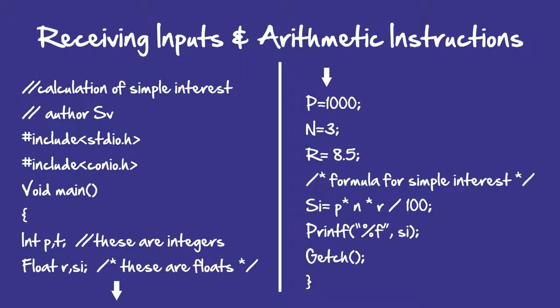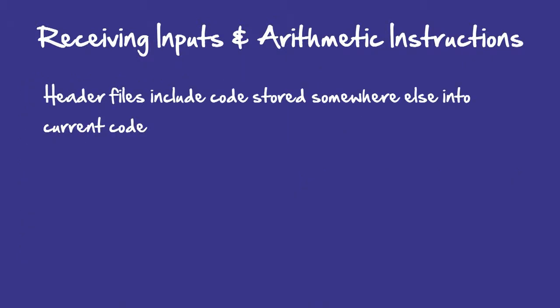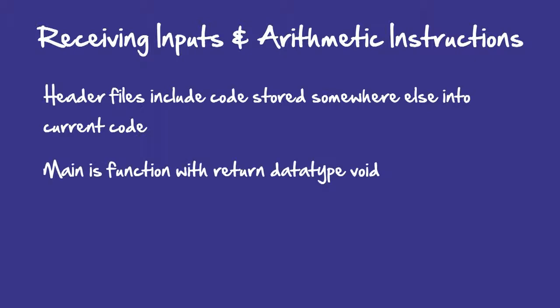As I explained earlier, the first two lines of actual code, leaving the comments, are the include statements: hash include stdio.h and hash include conio.h. I told you already that these are header libraries which insert some code, which is already written and stored somewhere else, into the current code. Main is the function with return data type as void. I will explain data types later.